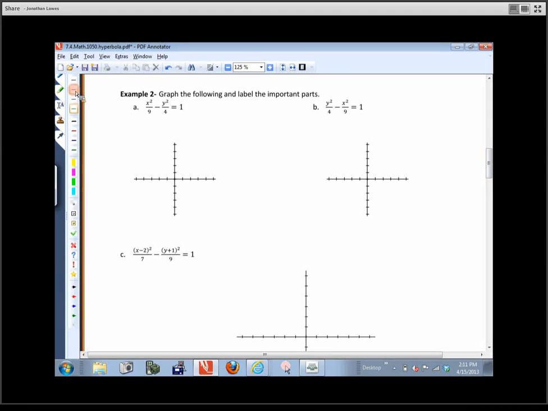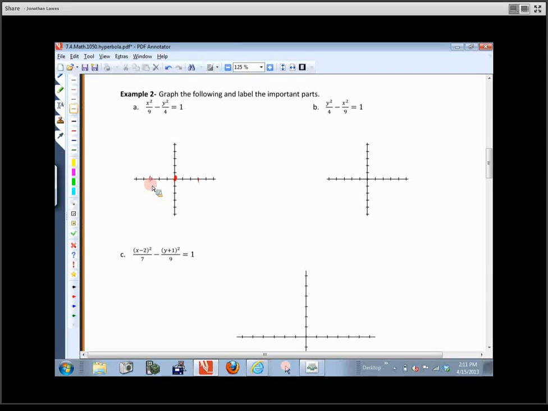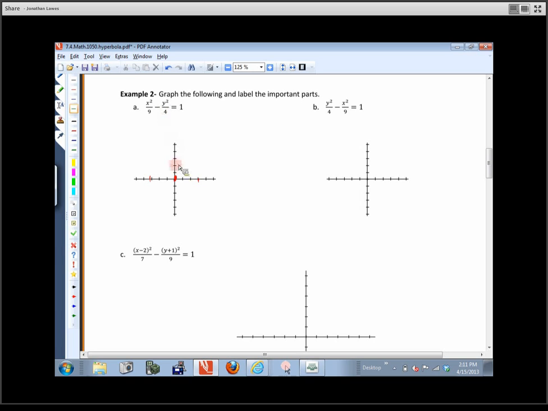We'll just do a couple of quick ones. You can get started on the assignment and plow through as much as you can. So let's run through and take a look at this. Where's the center? 0, 0. How far do you go in the x direction? 1, 2, 3, 1, 2, 3. How far do you go in the y direction? 2. Draw that little rectangle. We're going to draw the asymptotes.